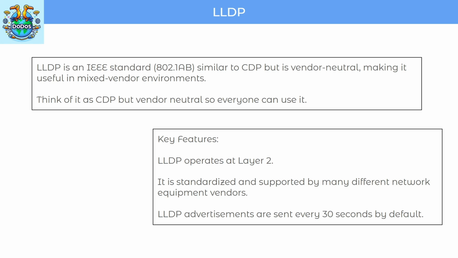Key features are LLDP operates at Layer 2. It is standardized and supported by many different network equipment vendors, and LLDP advertisements are sent every 30 seconds by default.